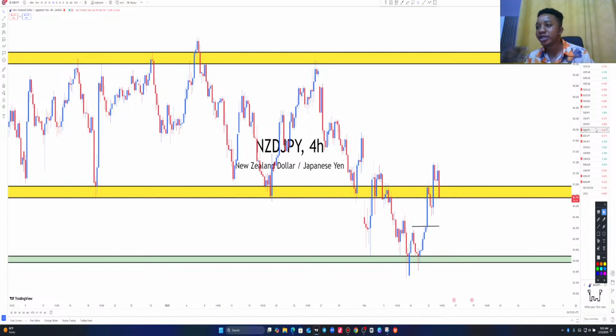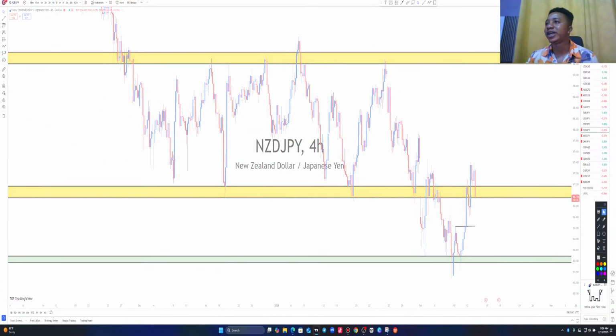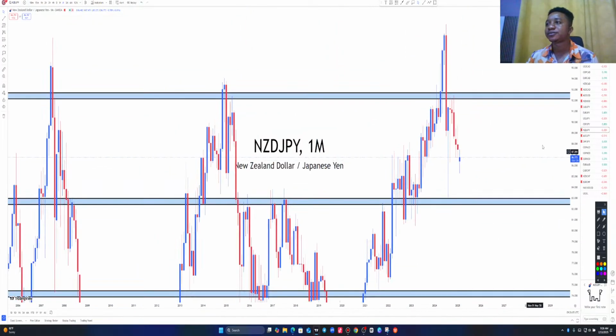So you can see that if we were still holding this trade, price would probably be getting nearer to our stop loss now. So it was a good idea for us to take out that trade immediately. And I'm going to explain to you what really happened. All right, so let's take it all the way to the monthly time frame.